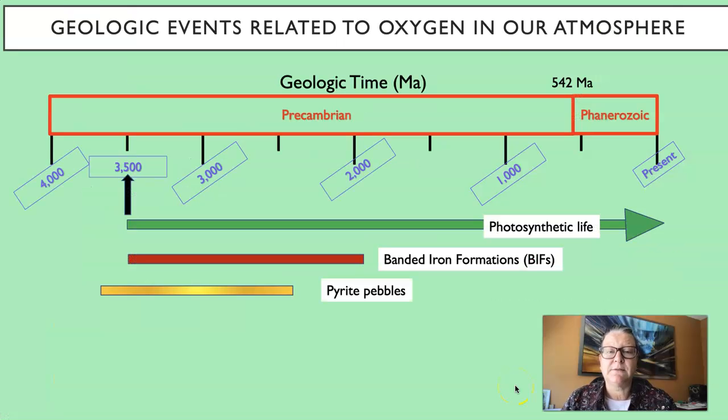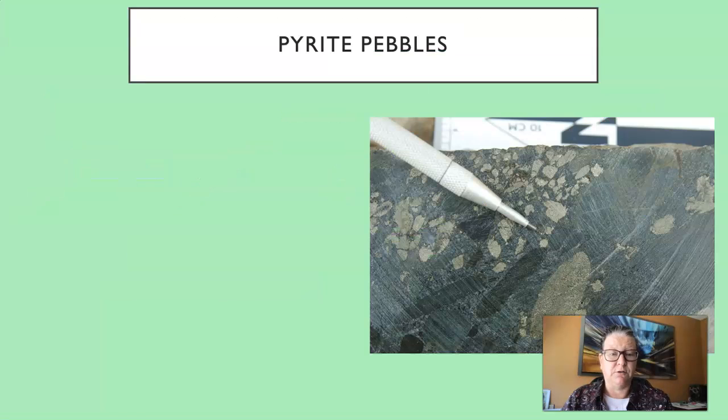Another rock-related piece of evidence is something known as pyrite pebbles. So pyrite is sometimes known as fool's gold, and it's an iron-based mineral. And in the presence of oxygen, pyrite would rust, essentially. And so we don't see pyrite pebbles today in the presence of oxygen in our atmosphere. But in the past, from about 3.5 billion to about 2.5 billion years ago, we have evidence of pyrite pebbles that have been preserved in rocks.